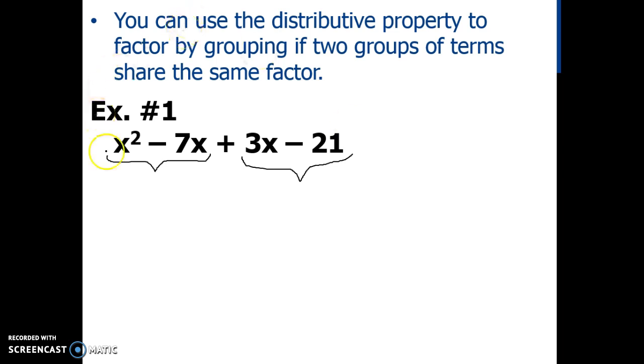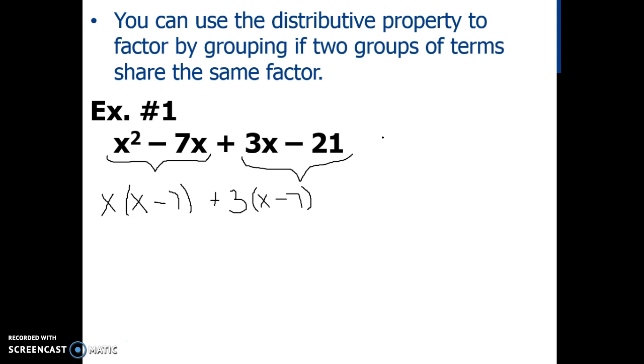In this first 2, a GCF that's in both of these would be X. X is something that would come out. And what would I be left over with? That's what I write inside parentheses: X minus 7. Over here, I do the same thing. I say, all right, is there a GCF that can come out of these? And in this case, it's going to be 3. And what's left over? X minus 7. Okay, and that is using your GCF to factor by grouping.